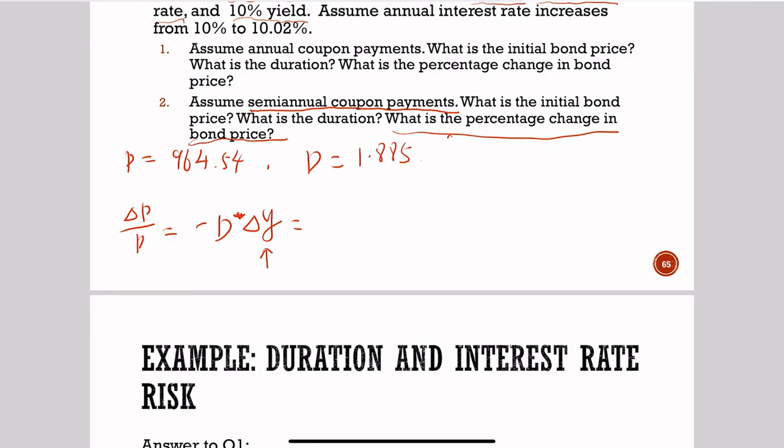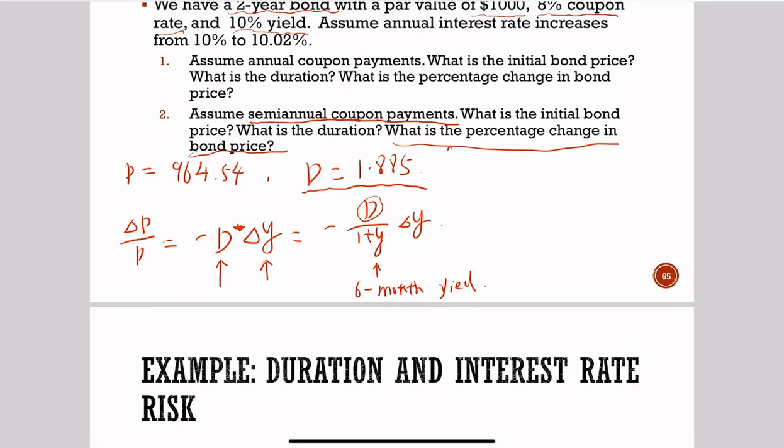And another caveat is about calculating the modified duration. So let me write this as D divided by 1 plus y, times delta y. Now, if this y is the 6-month yield, then this D should be modified, right? Well, what is this D here? This D means the duration is 1.885 years.